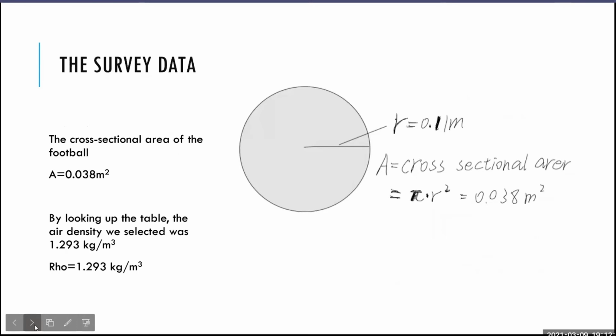And then we want to find A, the cross-sectional area of the football. From the condition we already know, A equals 0.038 square meters. By looking up the table, the air density we selected was 1.293, so we get rho equals 1.293. The picture is on the right, you can see how it comes. And the next page, please.